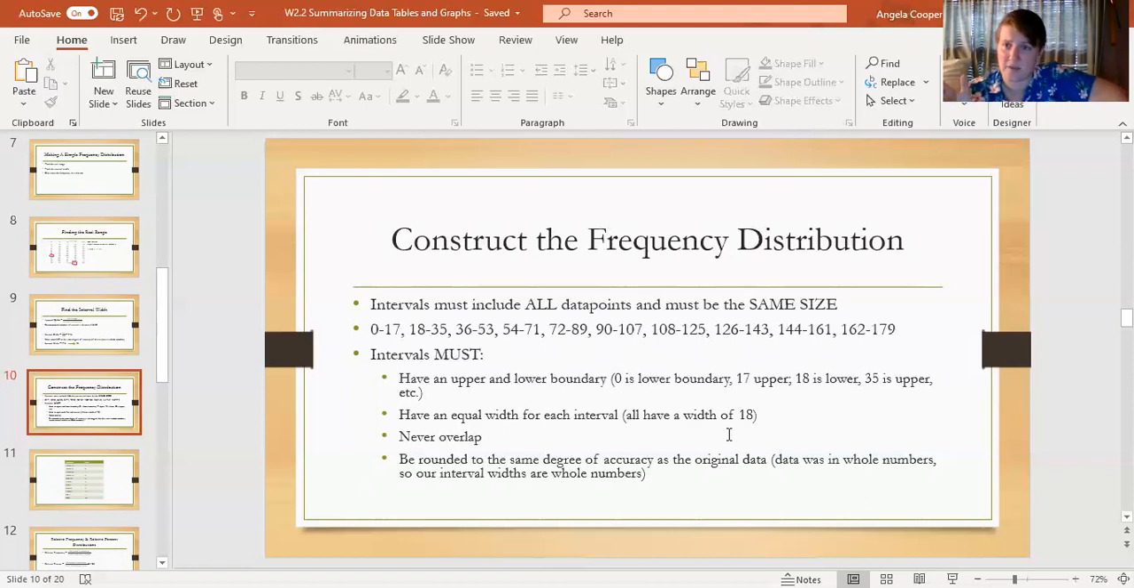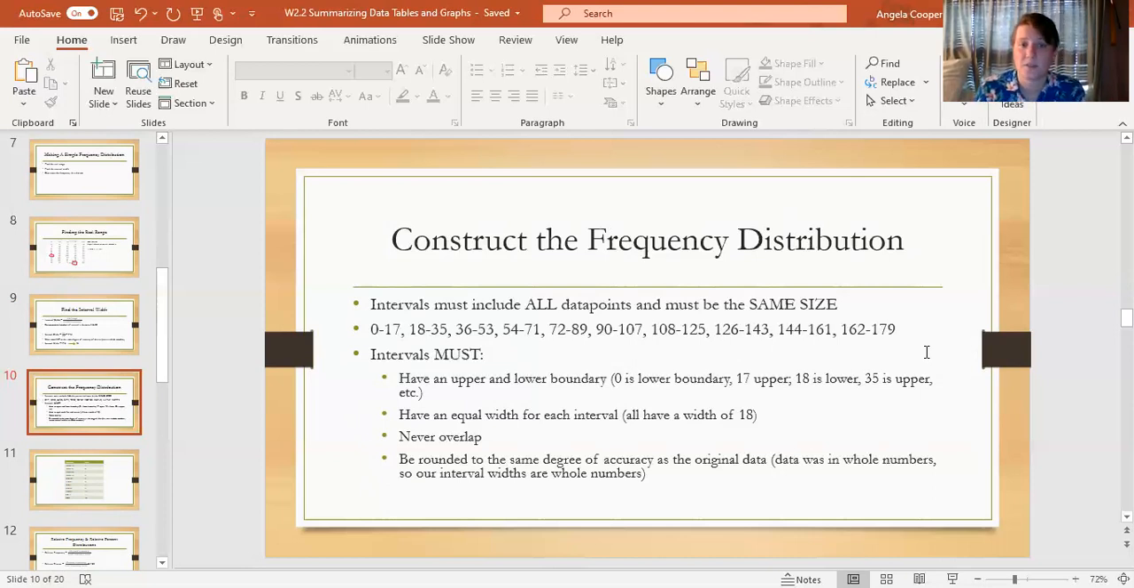And again, you want to make enough intervals to cover all your data. The lowest point in our data set was 0, and the highest was 176. Our intervals don't stop at 176, it actually stops at 179. That's fine because it covers all the data, and we're keeping them all the same width. We don't want the last interval to be 162 to 176 because that would make them unequal sizes throughout.